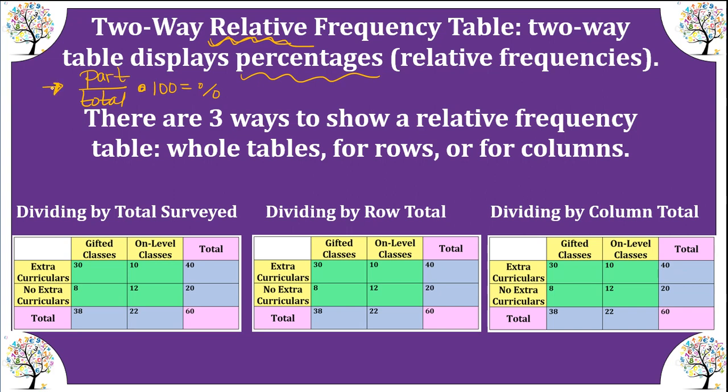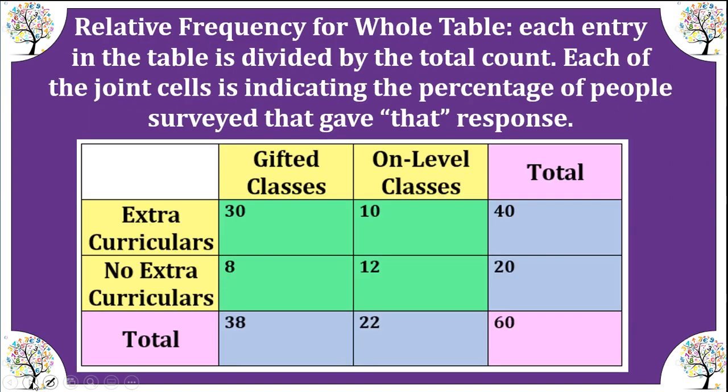So there are 3 ways to show relative frequency because we have 3 types of totals. We have the total of people that were surveyed, we have the total of the rows, and we have the total of the columns. So we have 3 different types of relative frequency table.